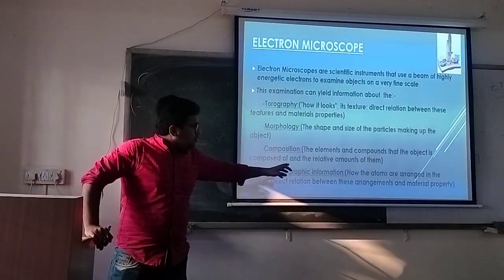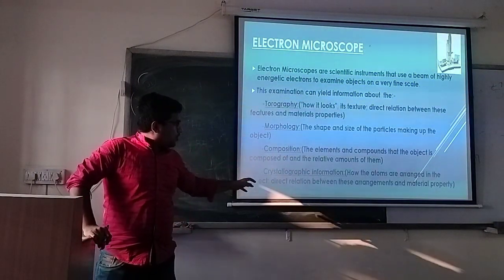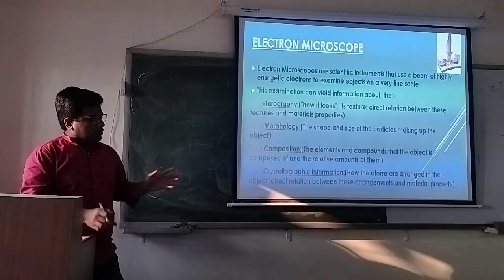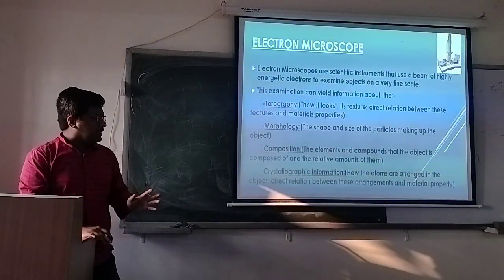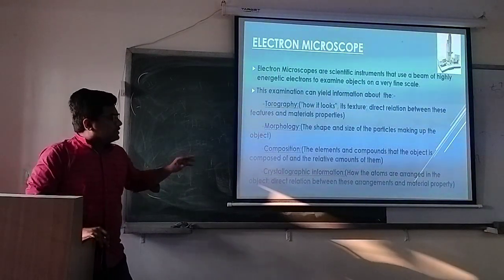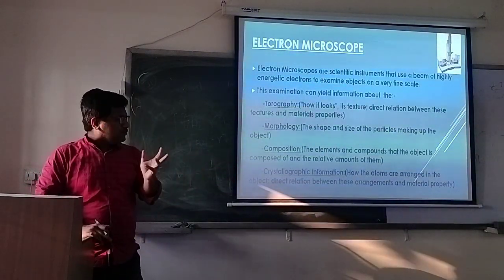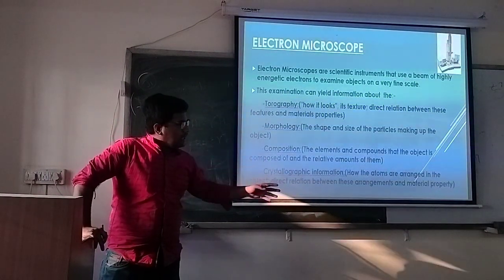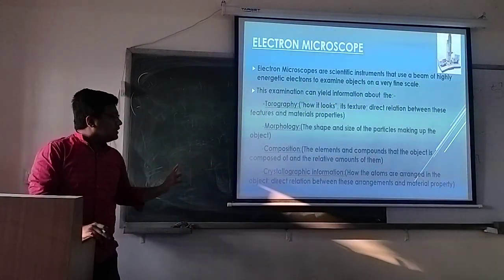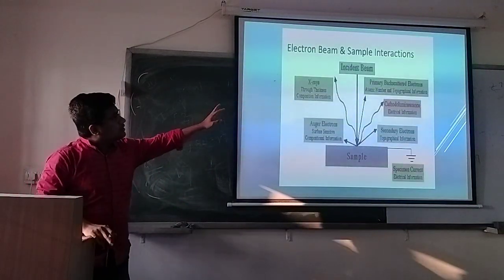And the crystallographic information tells how the atoms are arranged in that object. If we take a particle that we cannot see with our eye, we can see it in the microscope, for example a nanoparticle. Crystallographic information means how the atoms are arranged in the nanoparticle. Then we can go. These are the things.